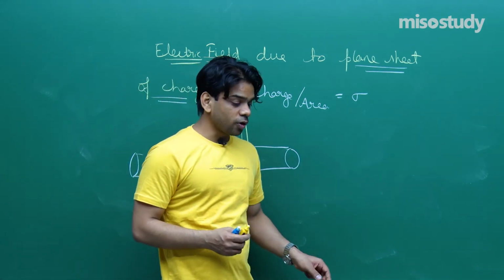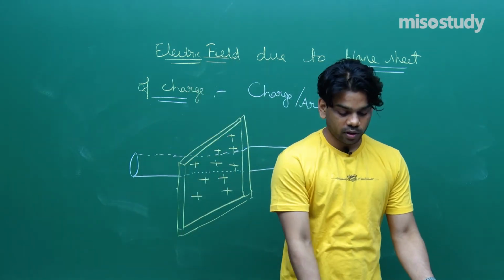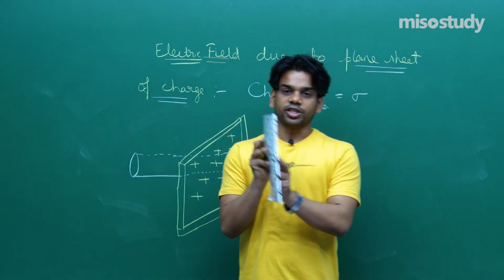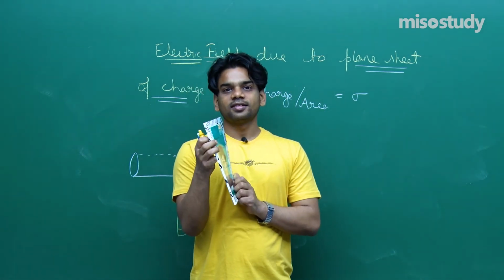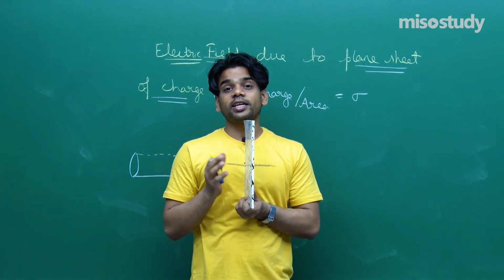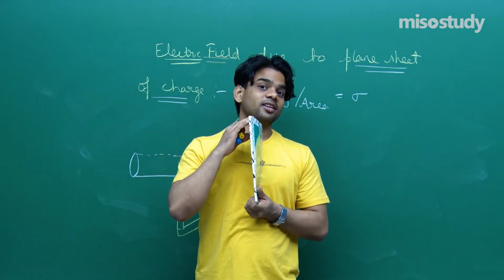See how you need to imagine. Let's say I have a copy over here, and let me show you. This is the infinite sheet. This is a copy over this infinite sheet. Charges are present all over its surface, and the same charge distribution is on both sides. You need not imagine the thickness of the surface.